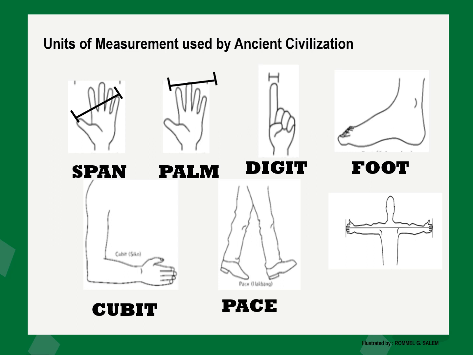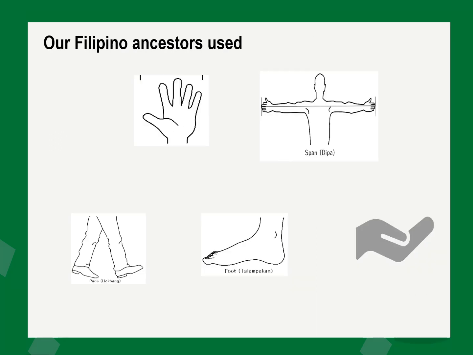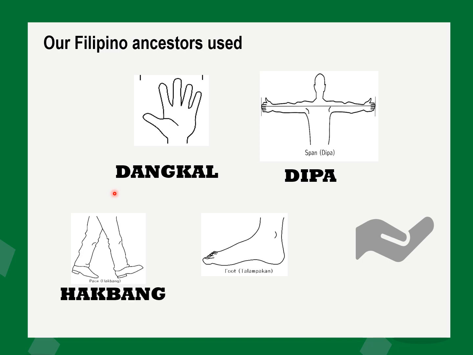Then a pace, that is the distance of one full step. A fathom, the length from the tip of one middle finger to the tip of the other middle finger when the arms are spread out. Our Filipino ancestors, on the other hand, used dangkal, dipa, hakbang, talampakan, and dakot.